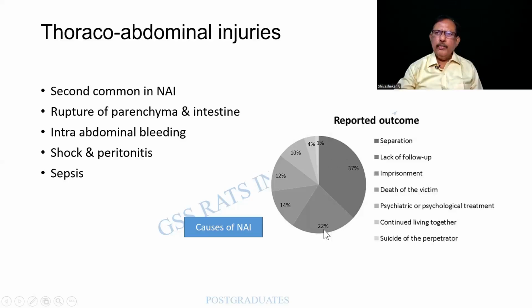What can be the predisposing conditions that are there? So you find that it can be because of these. There can be a separation, a lack of follow-up, imprisonment of the parents also, death of the victim, and so many other things are there. So I would like you people to see the list and the incidents that is probable.